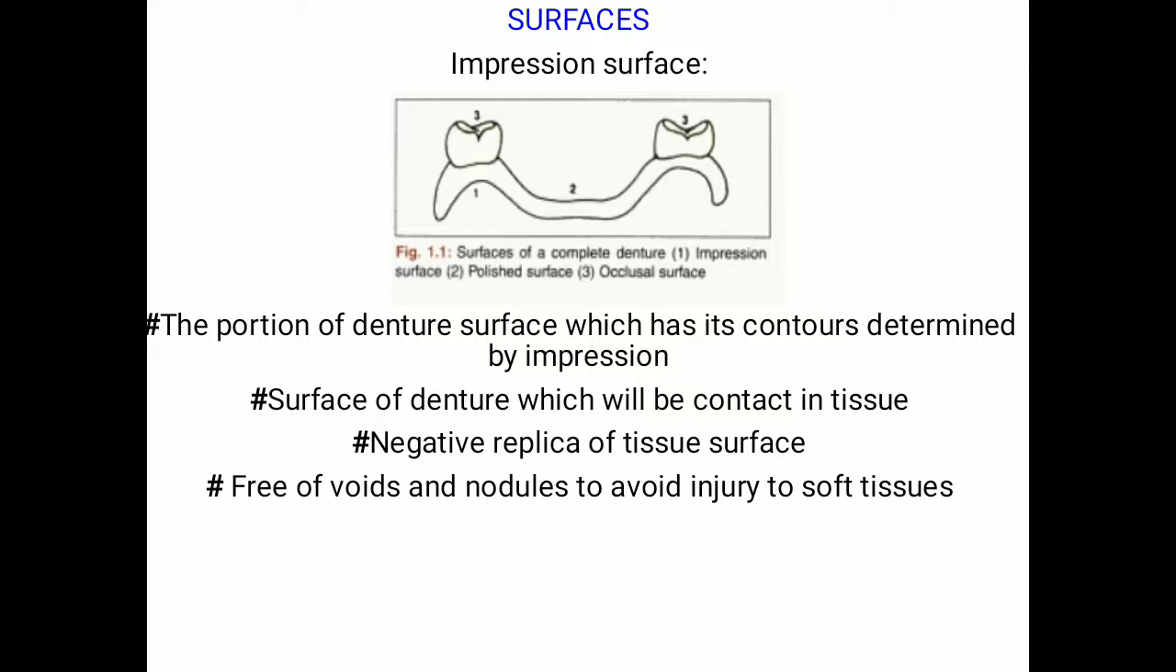First we go into the impression surface. It has its contour determined by the impression. It is always in contact with the tissue. The impression surface is the negative replica of the tissue surface. The impression surface should be free of voids and nodules, so there will be no injury to soft tissues. Otherwise, there will be injury and other complications, so we should avoid that. The surface should be free of voids and nodules.